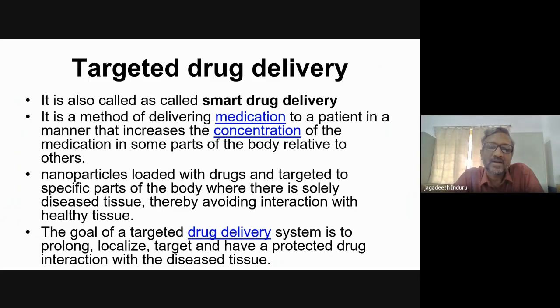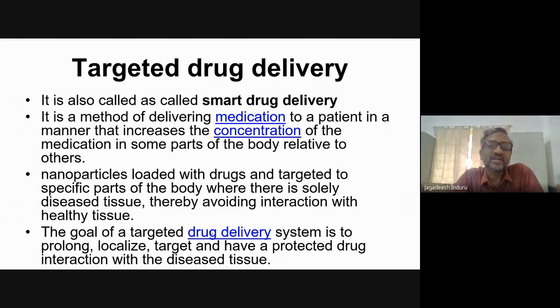Concepts. What are the available dosage forms to have this particular target delivery achieved? It is also called smart drug delivery. Why is it smart? It has advantages when compared to the remaining dosage forms with respect to efficacy and safety. That is the reason it is very smart.